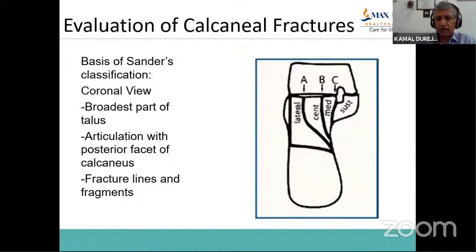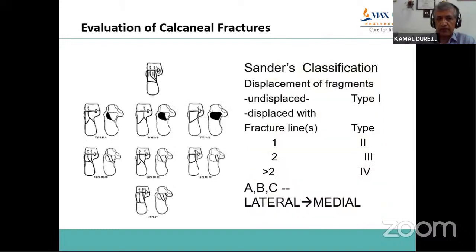The classification nowadays being followed is based on CT scan. And this is the Sanders classification type 1 to 4, which is based on the coronal view in the broadest part of the talus. And you have this classification into type 1, type 2, type 3, and type 4, depending upon the fracture lines which are present on the calcaneal side.